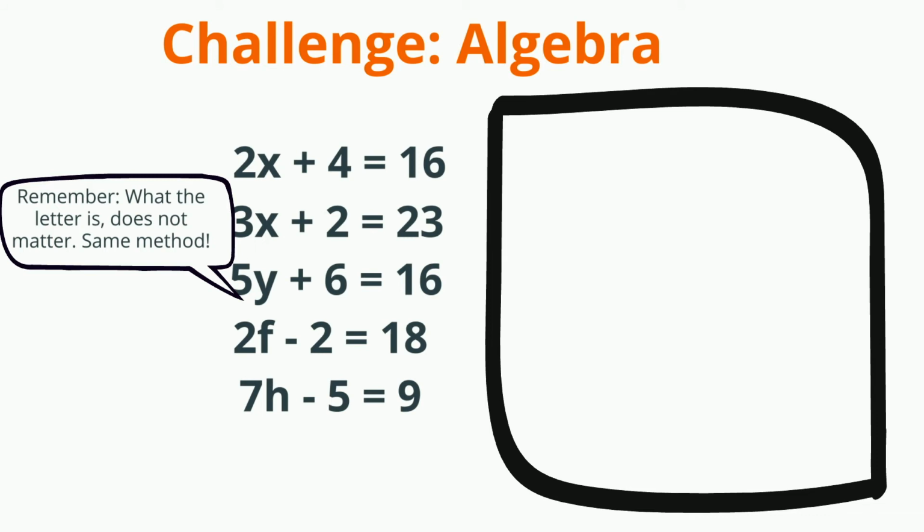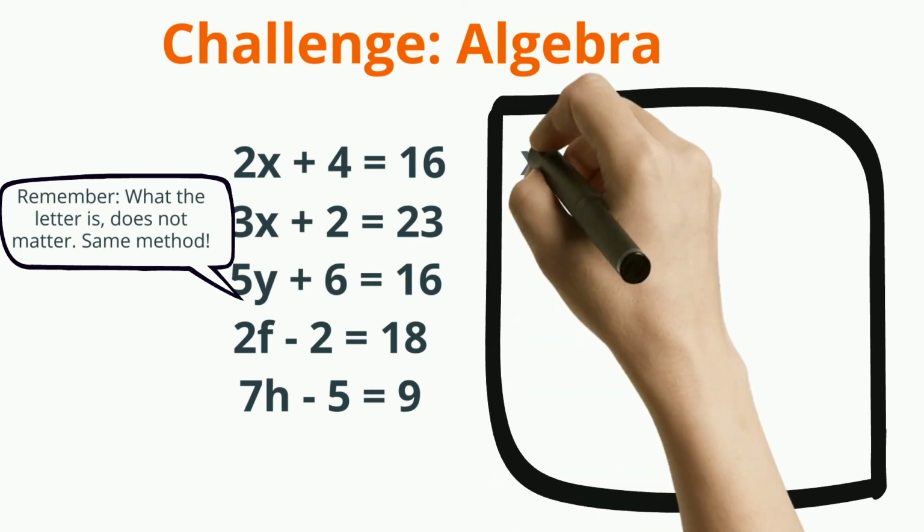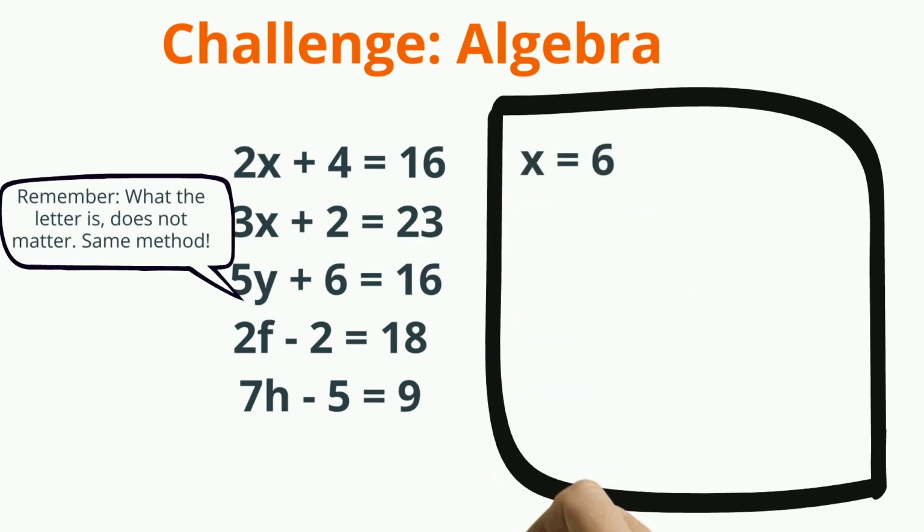So, really well done guys if you've managed that. Let's have a look at some of our answers. For the first one, 2x plus 4 equals 16. For this one, we know that 2x equals 12. So if two lots of something make 12, 12 needs to be split into 2. 12 divided by 2. For this one our answer is x equals 6.